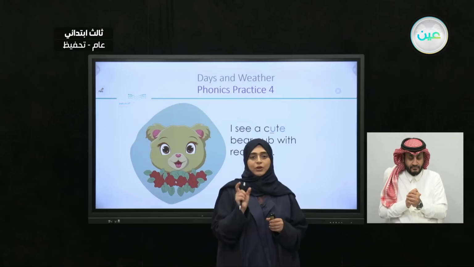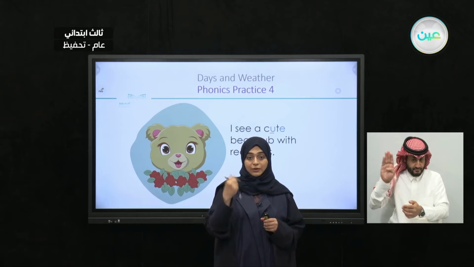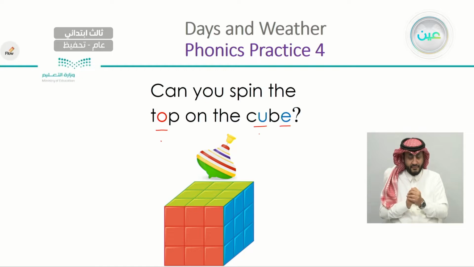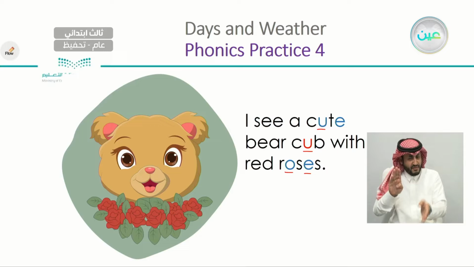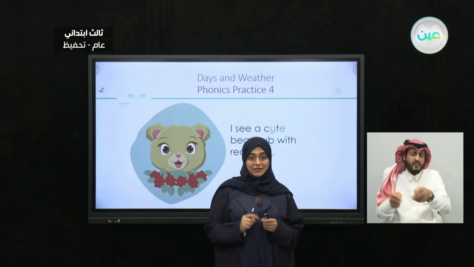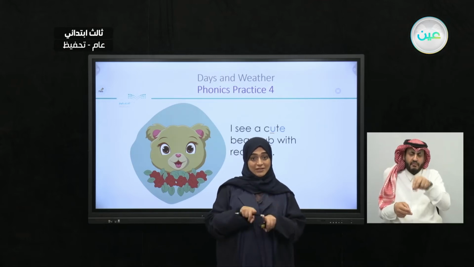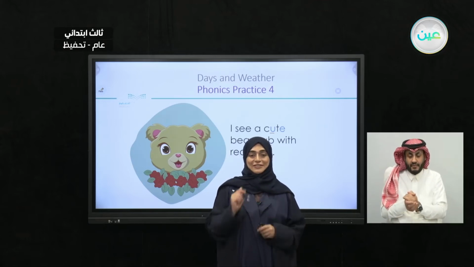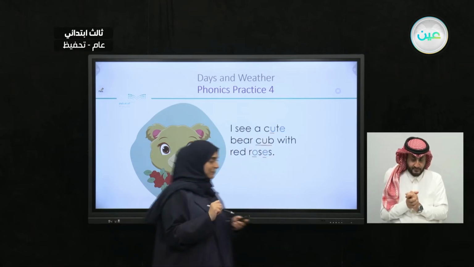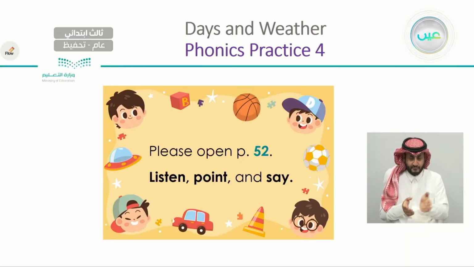Now look at the word cub. The word before was cube. Excellent. Cube. It has an E. This one, does it have an E? No, it doesn't. How does it sound? Does it sound the same? No, it sounds different. So cub has a short U and cube has a long U with an E at the end. Okay? Now we're ready to get into the lesson.